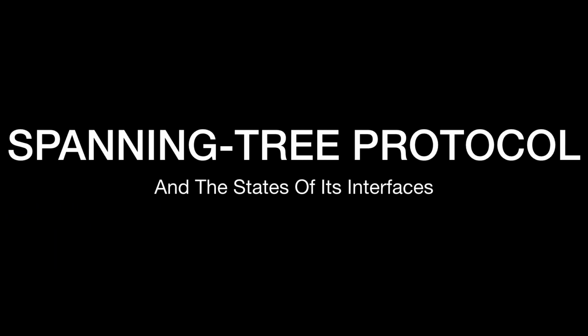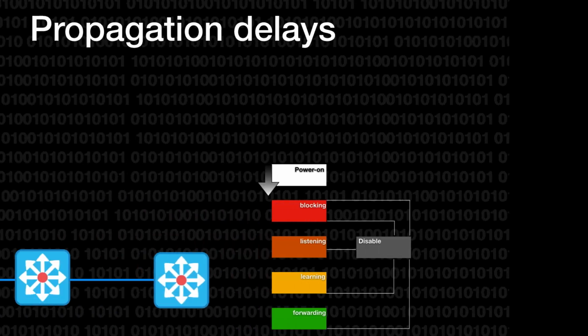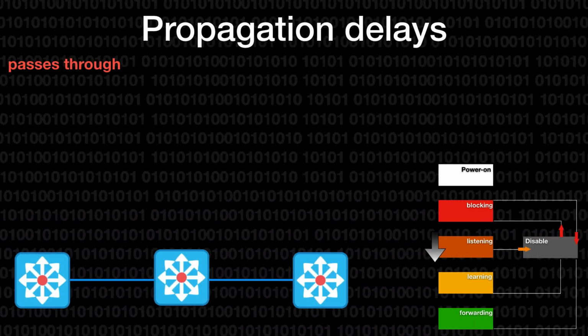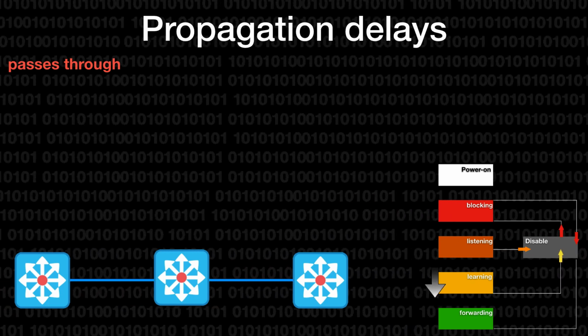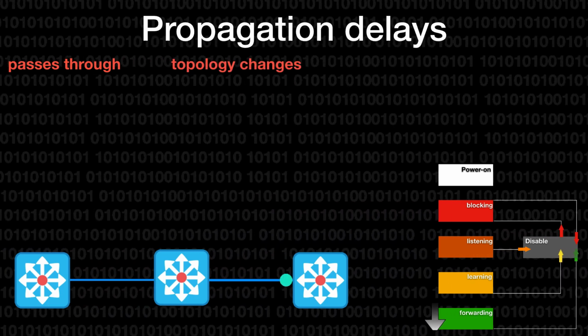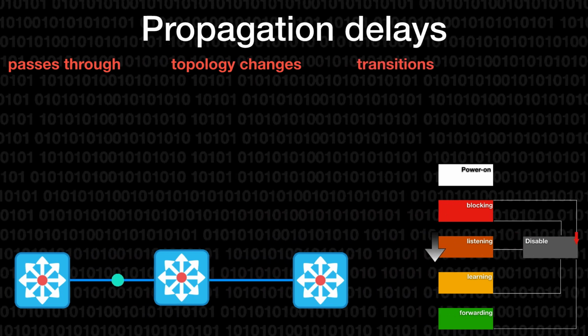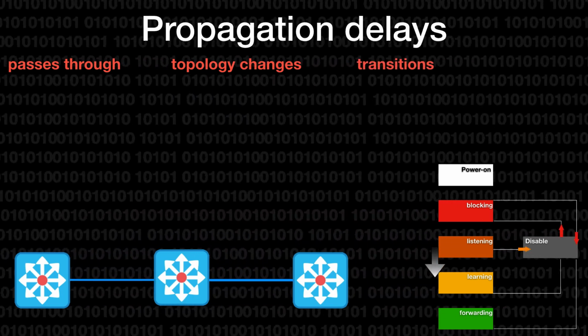Spanning Tree Protocol and the states of its interfaces. Spanning Tree interface states: propagation delays can occur when protocol information passes through a switched LAN. As a result, topology changes can take place at different times and at different places in a switched network.